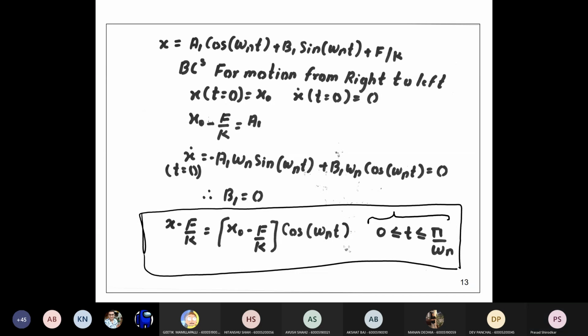Okay. Now, using this equation, because we have to solve for the next half, we need to get the boundary conditions for the next half. So I will get that. At t equal to pi by omega n, what will be the displacement? So substitute t equal to pi by omega n.